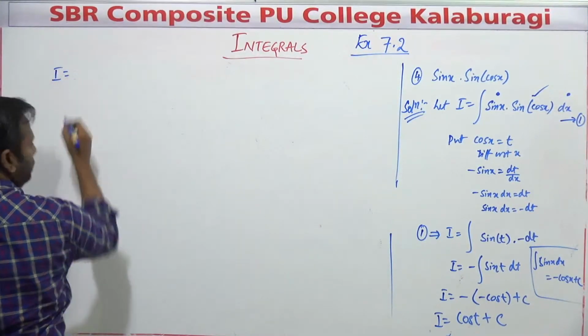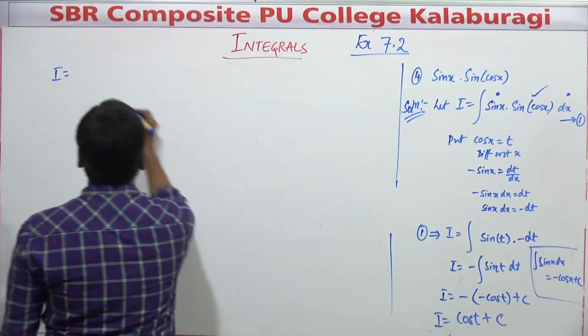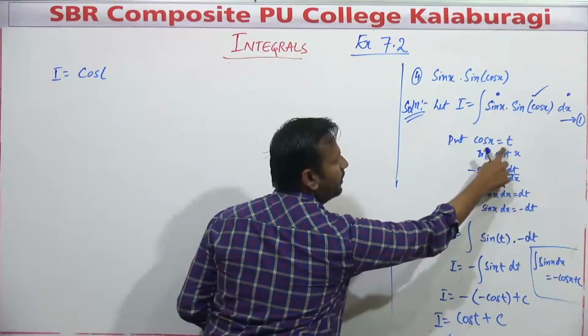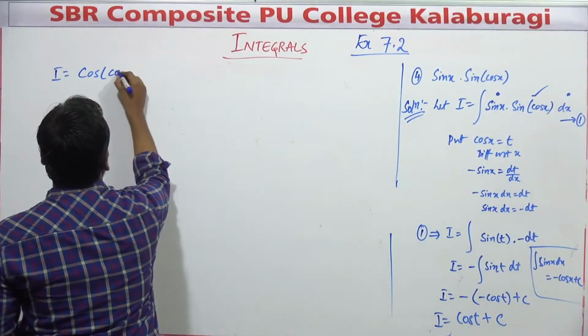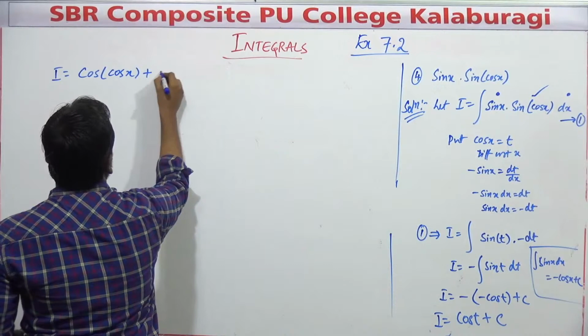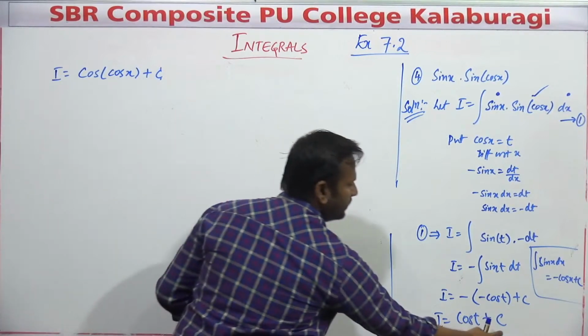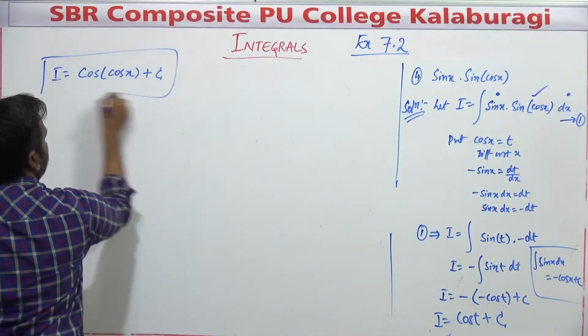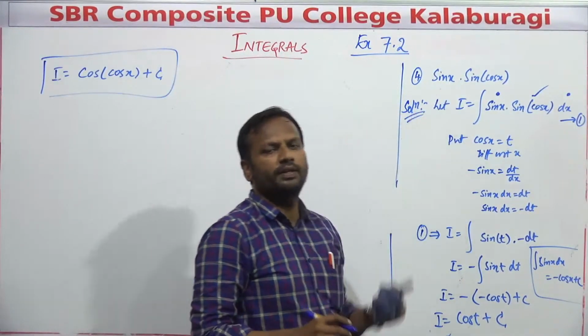So I is equal to cos t. What is t here now? It is cos x. So the answer is cos of cos x plus c. This is the answer for the given integration.